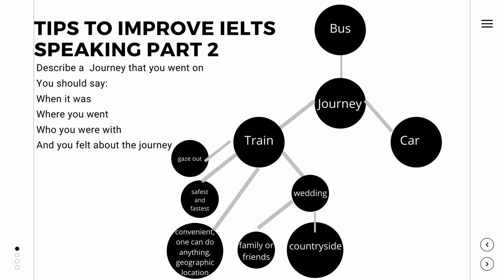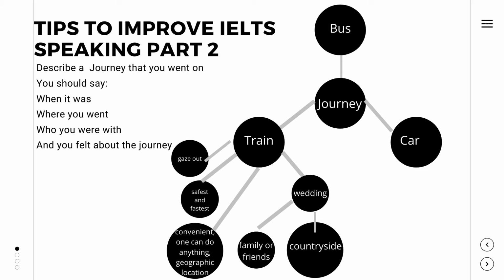As in the question, there are 4 bullet points: when it was, where you went, who you were with, and what were your feelings about the journey. So it's not mandatory to speak on these bullet points. You can delete the bullet points which you are not comfortable talking about. You can add different ideas while staying within the topic.